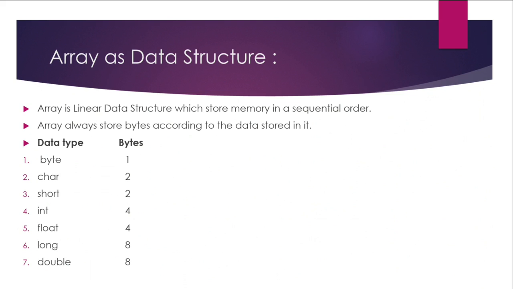An array always stores bytes according to the data stored in it. It depends on bytes. If you are creating an array of integer data type, one integer stores 4 bytes, and if you have 10 integers, that means 4 into 10, which is 40 bytes. That's why I have written how many bytes each data type stores.